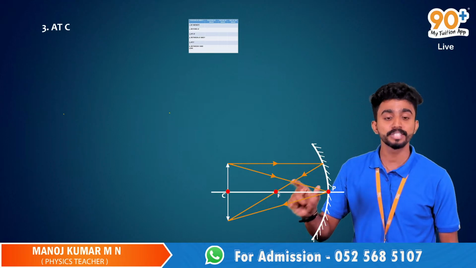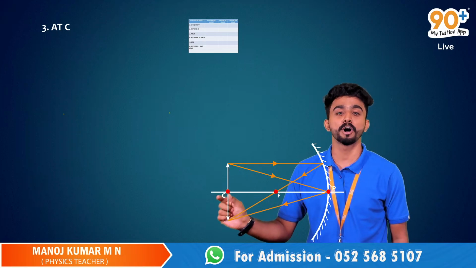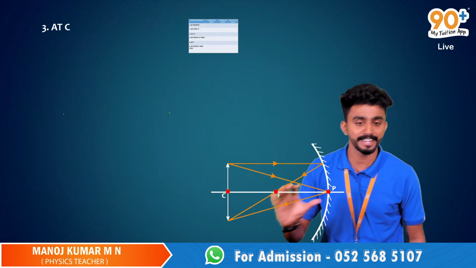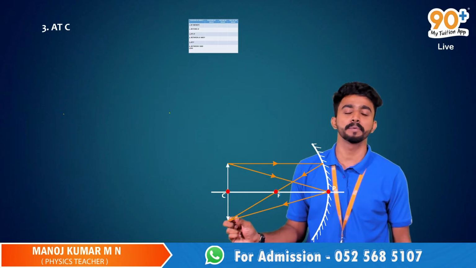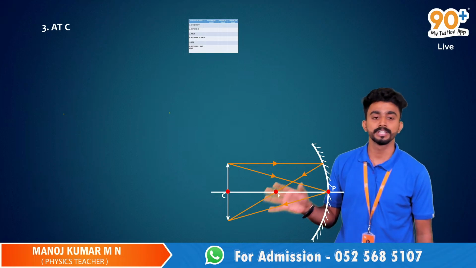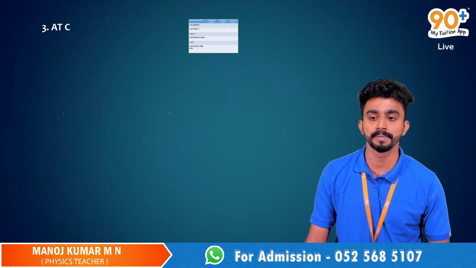These two rays of light will meet over here. Why? Since we have kept the object at C, the reflected rays are going like this, so we are getting the image at C itself. So this is the case of at C, and this is how we will get the ray diagram. Yes, Kiran sir, keep it there.